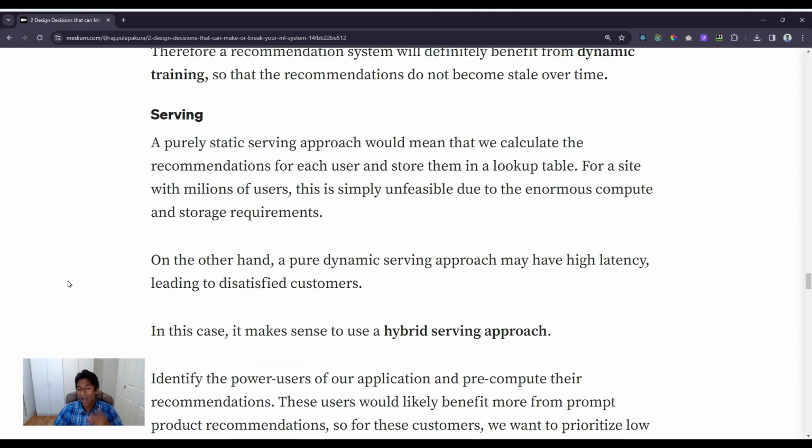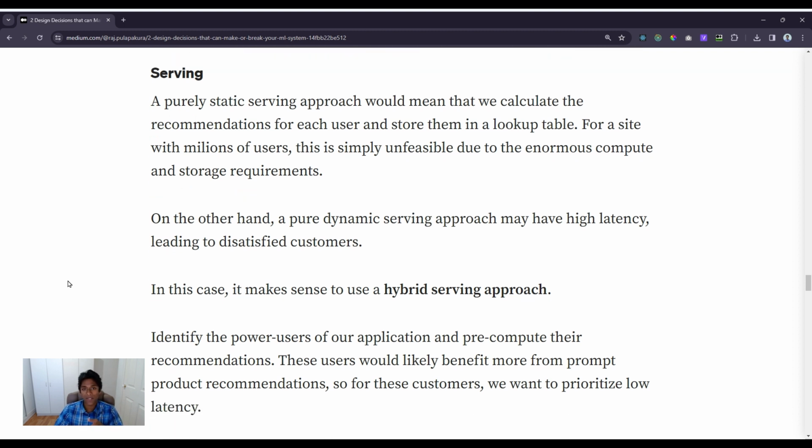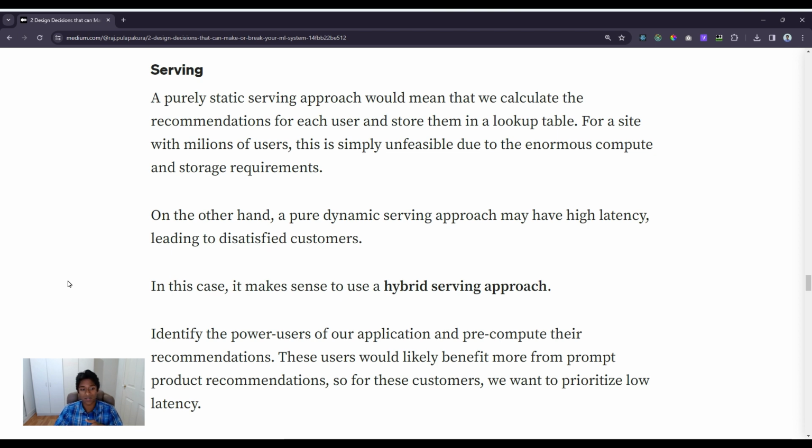Serving. Now, how do we decide how to serve this model? A purely static approach would mean that we calculate the recommendations for each user and then store them in a lookup table. But for a site with millions of users, this is simply unfeasible due to the enormous compute and storage requirements for that table. On the other hand, a pure dynamic serving approach may have high latency, leading to dissatisfied customers.